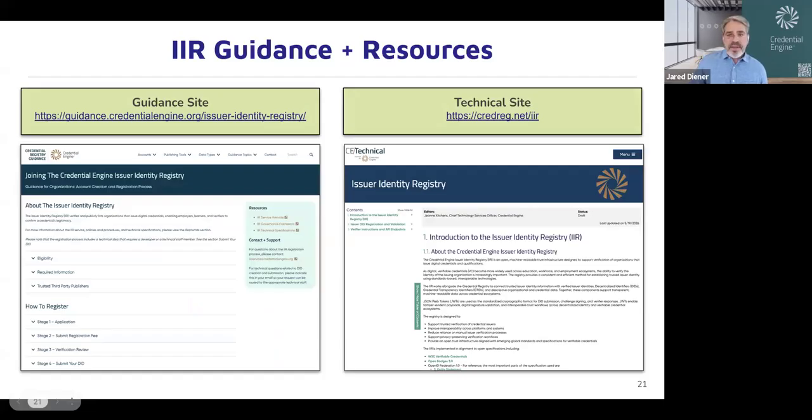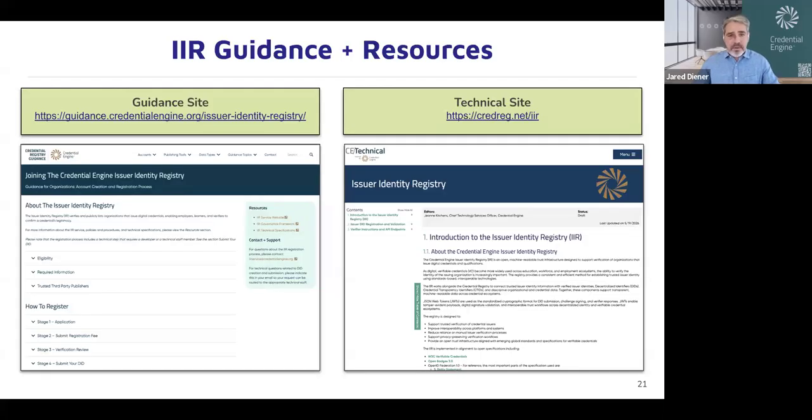So this slide presents the guidance and technical resources that Credential Engine has provided that will help you navigate the different parts of the IIR process. The guidance site page that you see on the left of your screen includes detailed step-by-step instructions on the application and registration process. So what we just covered a moment ago. This is where you would go when you want to begin the IIR application process.